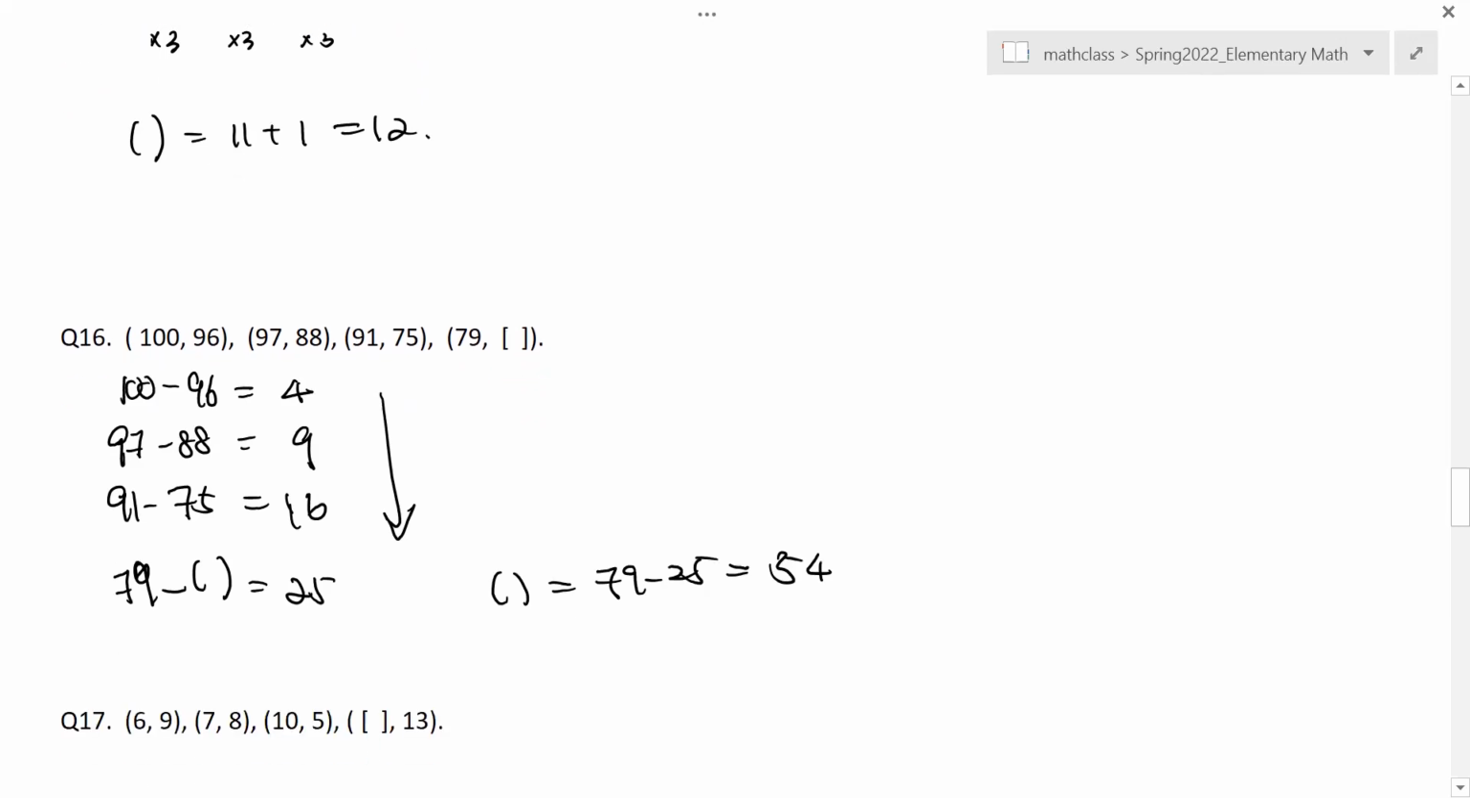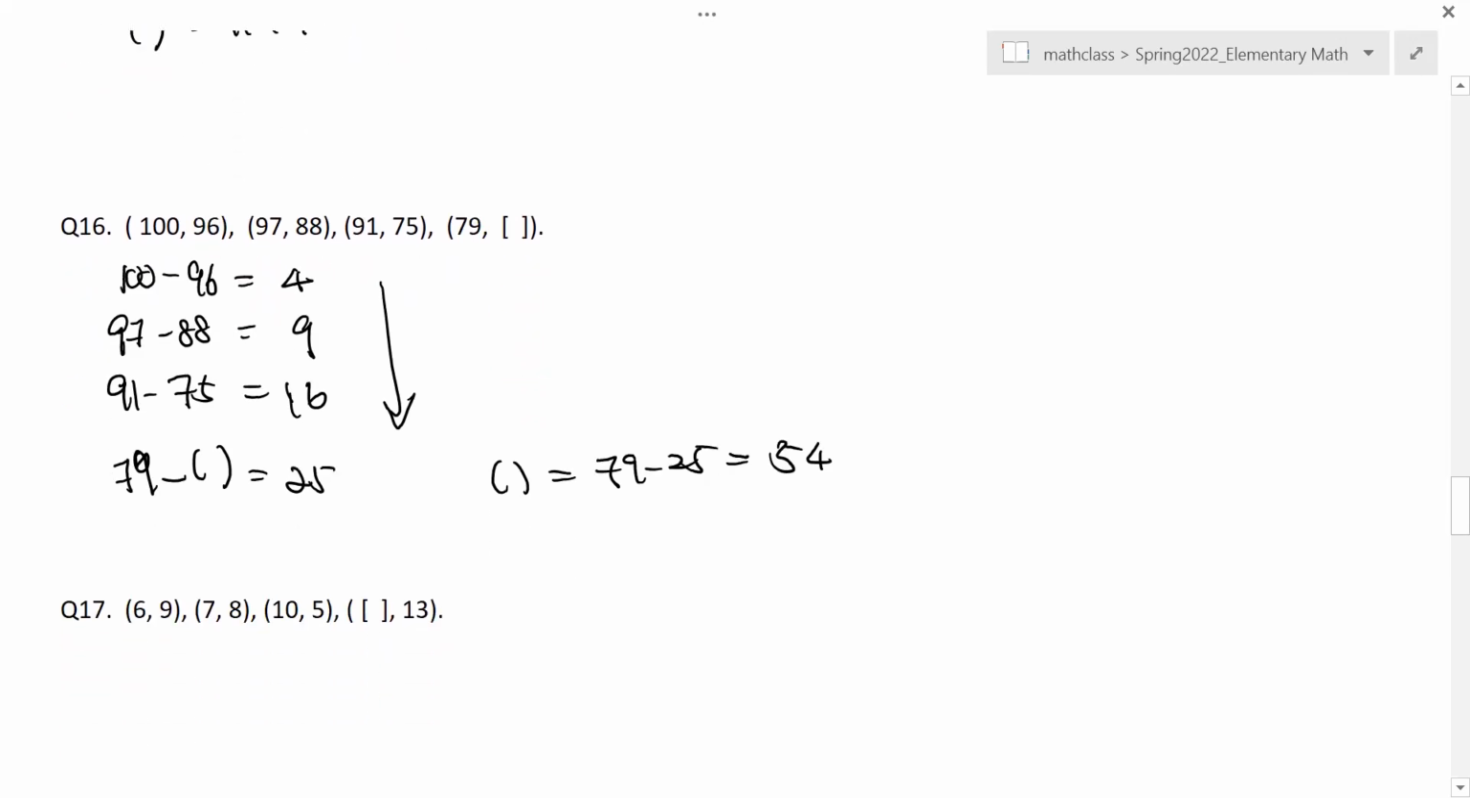Right, so let's take a look at the next one. The next one is 6, 9, 7, 8, 10, 5, and some number we don't know, 13. What is that missing number?